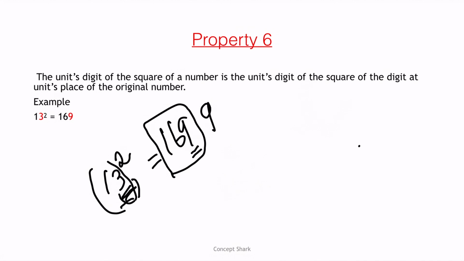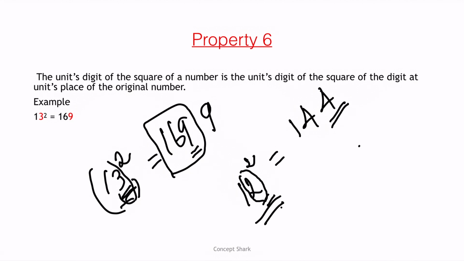Let's take an example of 12 square. What is the unit digit of the number 12? 2. 12 square is 144. Here the number 4 is the square of the unit digit of 12. This is the square of the last digit of the number.